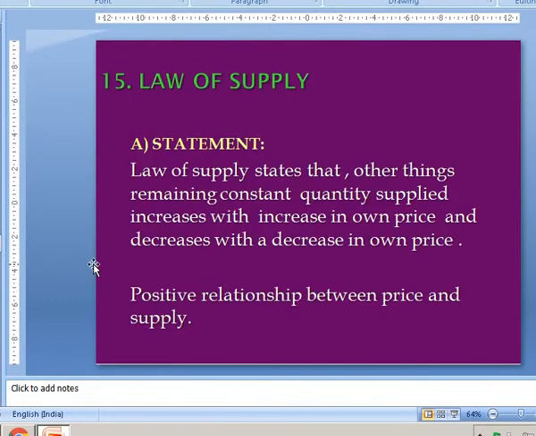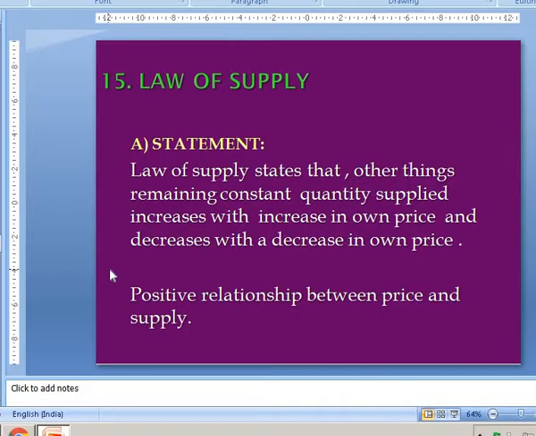Let us look first at the statement. What does the statement tell you? The statement is basically the relationship that holds between the two variables, price and supply, price being the main determinant of supply. Now, what is the relationship?